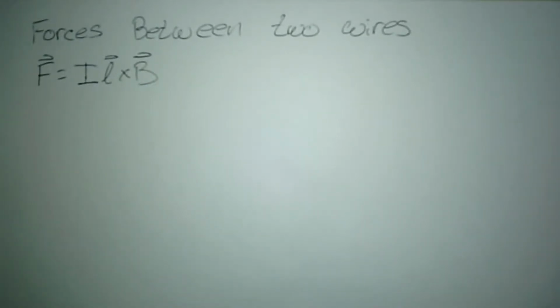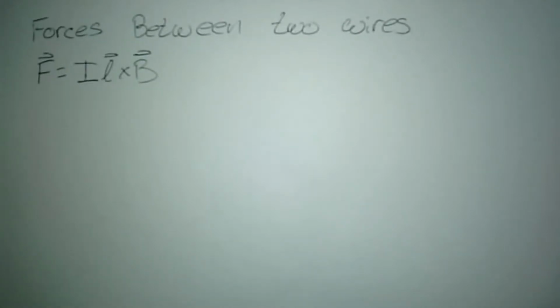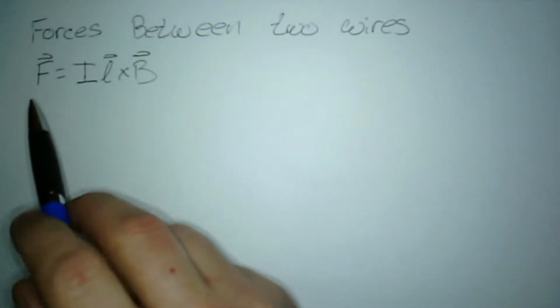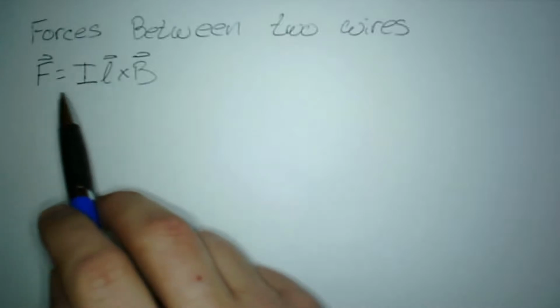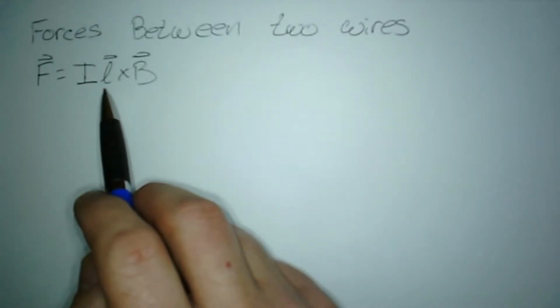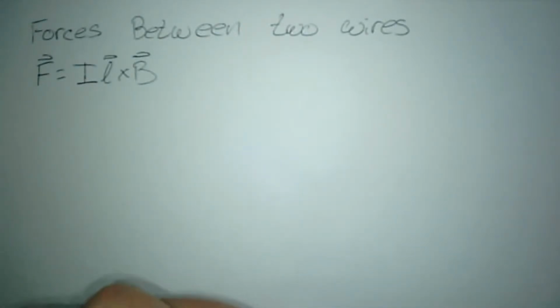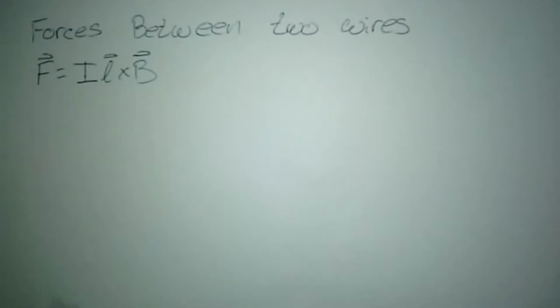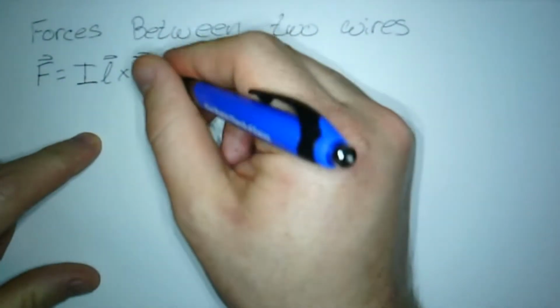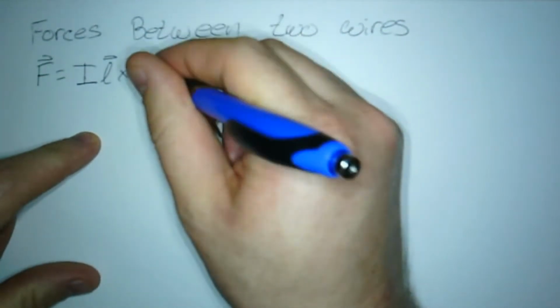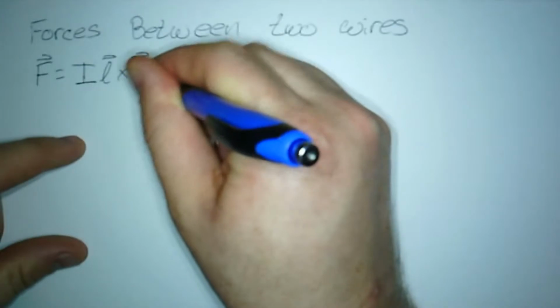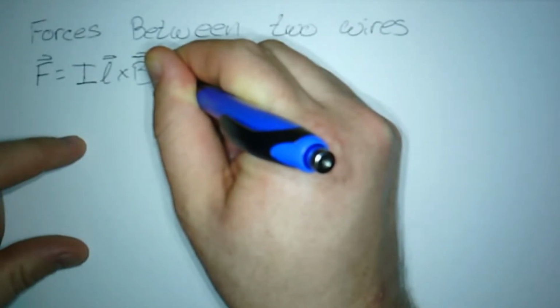Alright guys, we're going to talk about the forces between two current carrying wires today. So we've got this equation which we had before. The force on the wire is equal to the current through the wire times the length of that wire cross product with the magnetic field vector. Now it's important to note that this is the magnetic field on the wire. It's not from the wire, but on the wire.